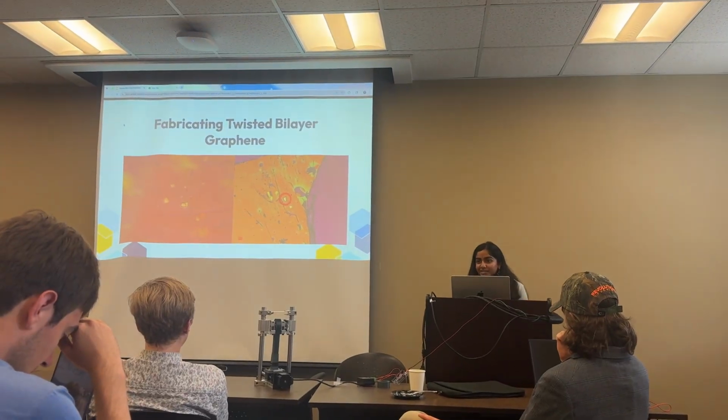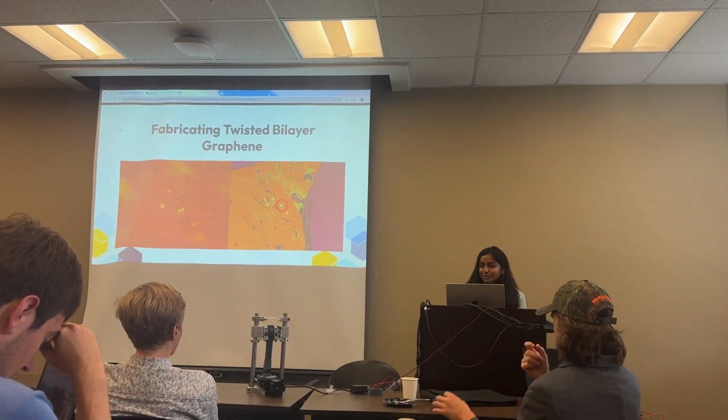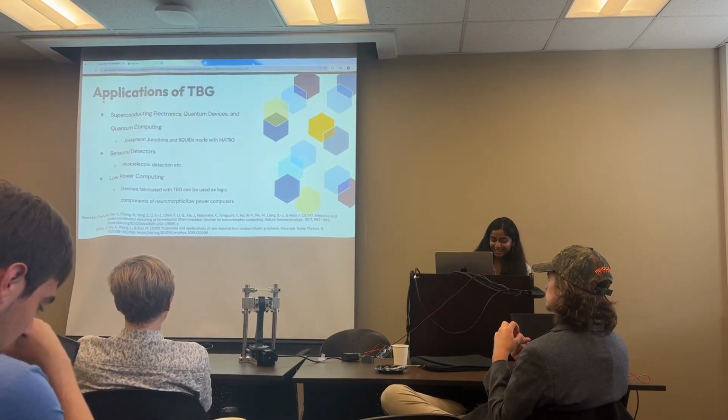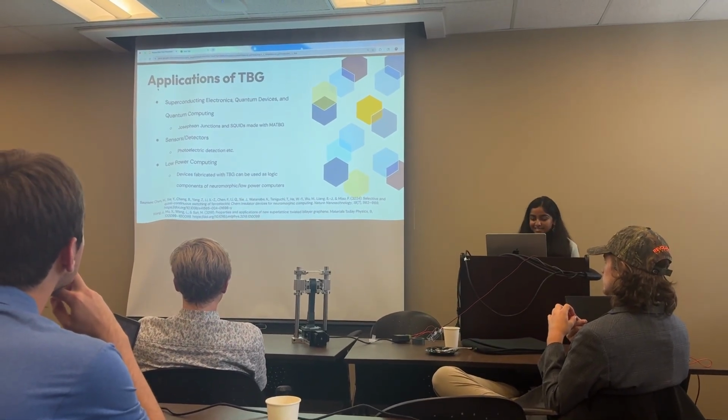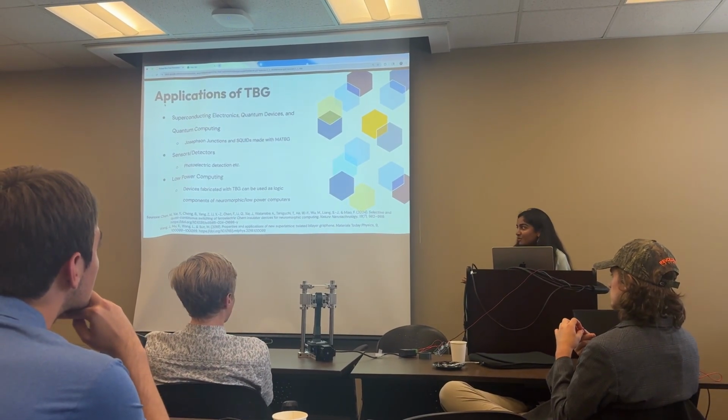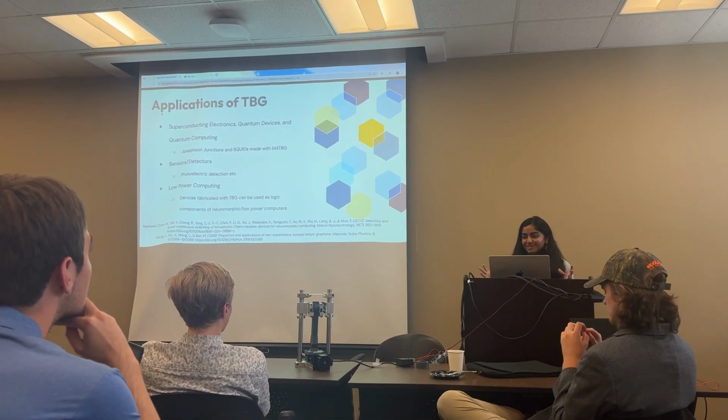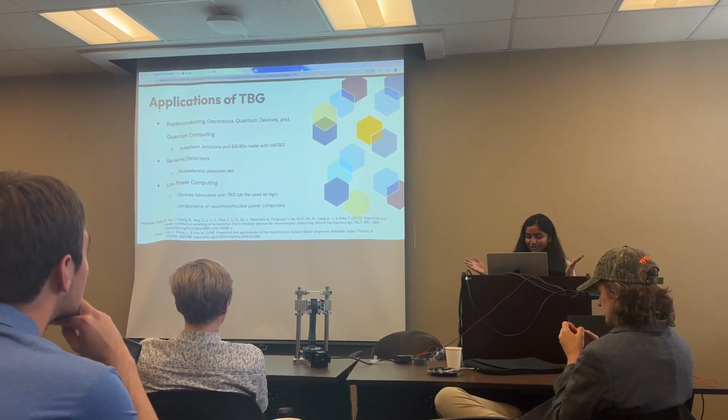So now you know how you can make twisted bilayer graphene, but what can you actually use it for? Well, you can use it for a lot, actually. From superconducting electronics and quantum circuits to highly sensitive detectors, even neuromorphic computing, which is just like a computational style that mimics the function and structure of a human brain.